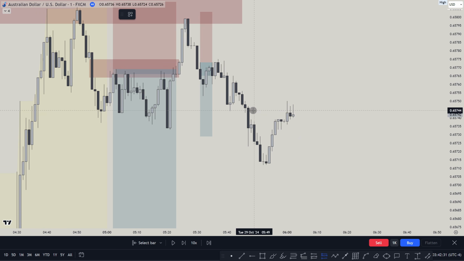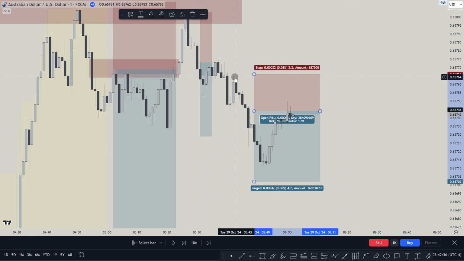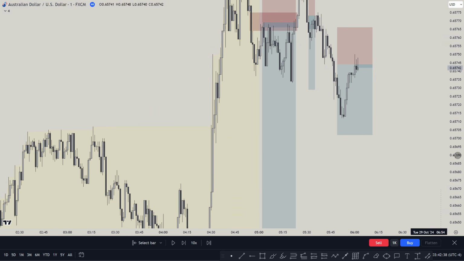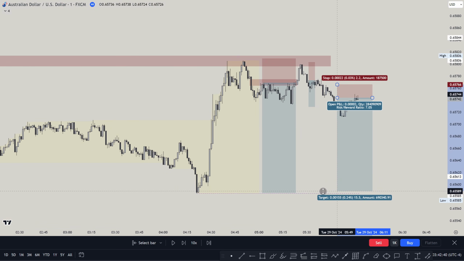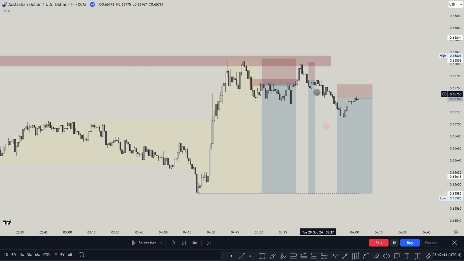So all of those are not 1% risk. They are less in risk. I'm going to put it above this high because this fair value gap is fully filled now. There is no reason for price to go higher. This is an example of scaling. Okay, so we have 3 different trades as of now.